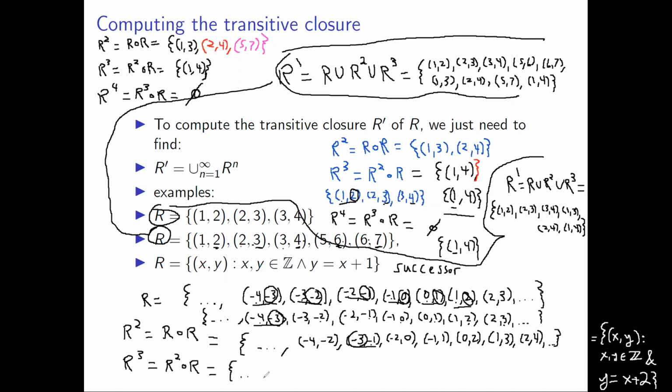So we have dot, dot, dot, because again, this is infinite. So -4 minus 1. Then we go on to this ordered pair. Its second term is -2. We need -2 as the first term in r squared. That only happens right here. So we can take that -3 with the 0. Here is -2 minus 1. -1 is the second term.